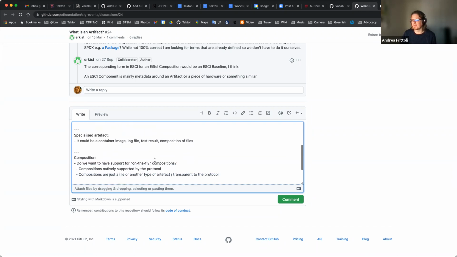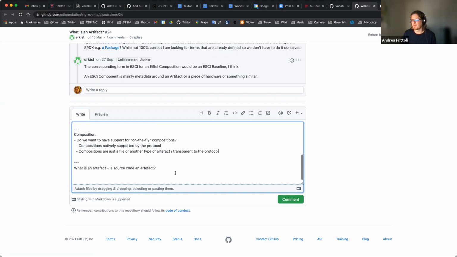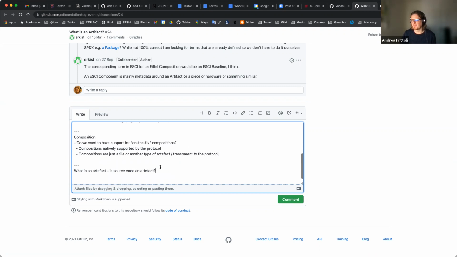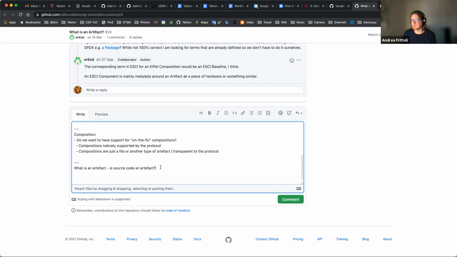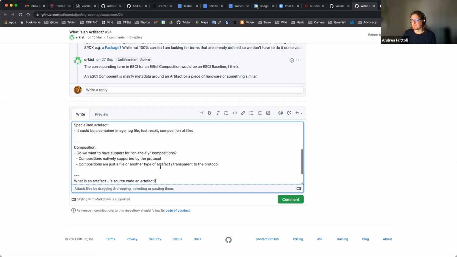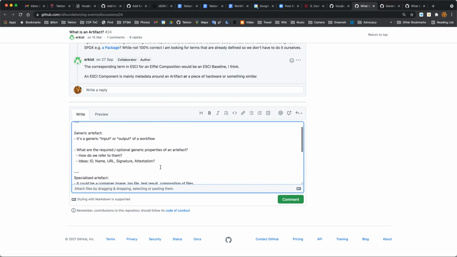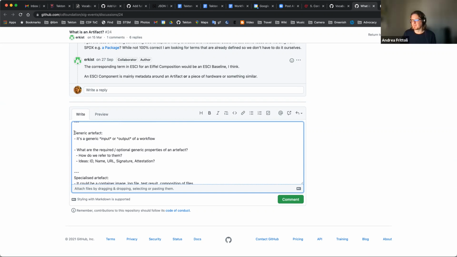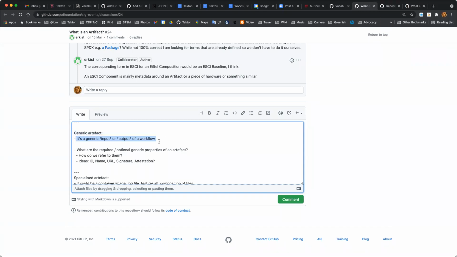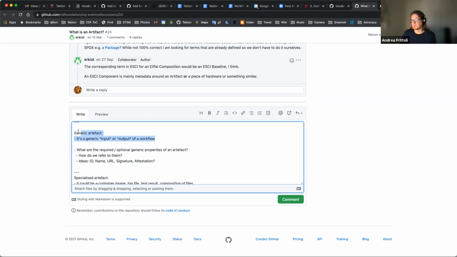And also there is a discussion on composition that we did not reach an agreement on. And we still have the open question of defining exactly what is an artifact. But I think maybe we can agree on having a generic artifact, specialized artifact, and on being a generic input or output of a workflow.